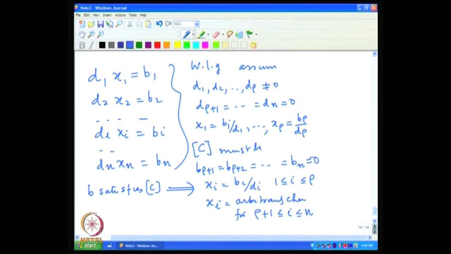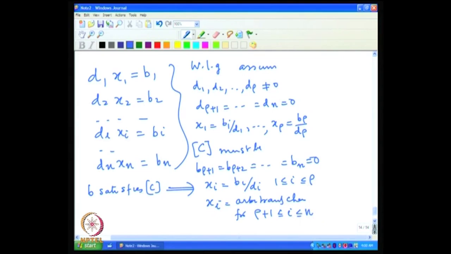Now, remember the first question we asked was, what is the consistency condition, or under what conditions does the system have a solution? For that, now we have an answer. The condition is, whenever d rho plus 1 to d n are 0, the corresponding b rho plus 1 to b n must be 0. That is the consistency condition. Now, given a b, we ask, does b satisfy this condition? Suppose b satisfies this condition, then the solution must be of the form xi equal to bi by di for 1 less than or equal to i less than or equal to rho, and xi equal to any arbitrary value for i between rho plus 1 and n.